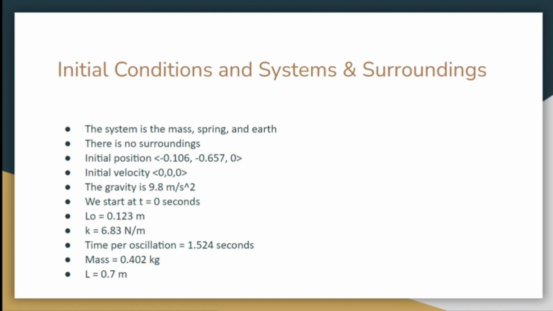For the initial conditions and systems and surroundings, the system is the mass, spring, and Earth. There are no surroundings. Initial position is seen here. Initial velocity is just zero. The gravity is 9.8 meters per second squared. We start at t equals 0, and then L and K are the same as before. The time per oscillation is 1.54 total seconds as found in the video, and mass is 0.402. And the original length is 7, which is also found in the video.